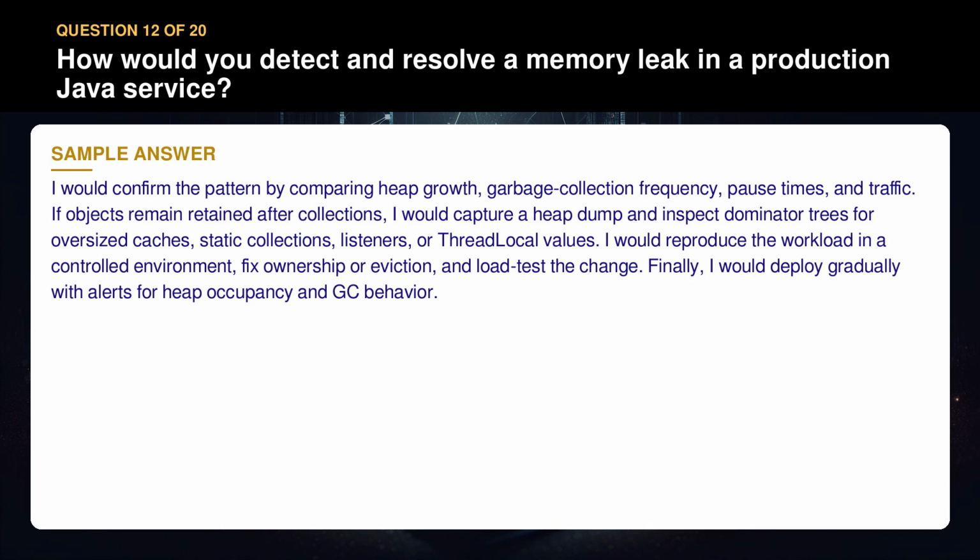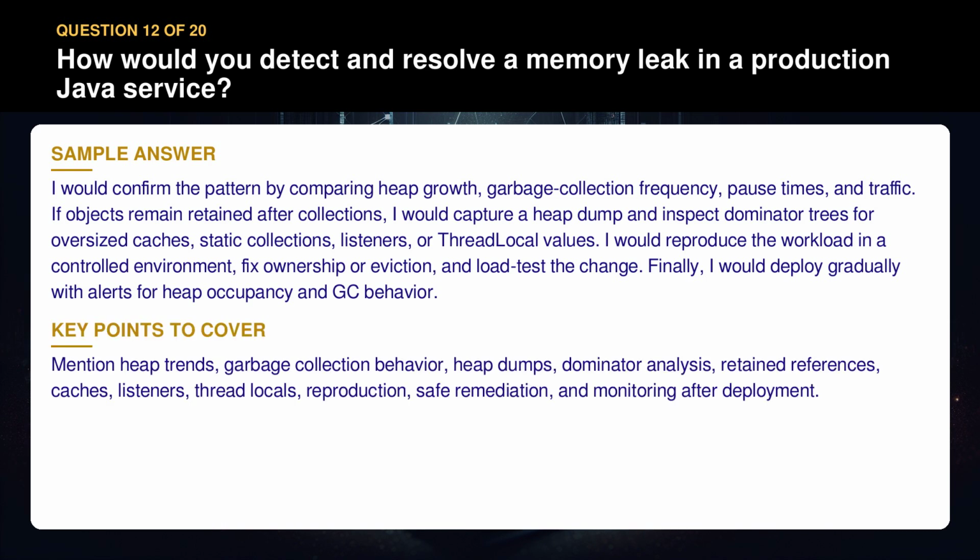I would confirm the pattern by comparing heap growth, garbage collection frequency, pause times, and traffic. If objects remain retained after collections, I would capture a heap dump and inspect dominator trees for oversized caches, static collections, listeners, or thread local values. I would reproduce the workload in a controlled environment, fix ownership or eviction, and load test the change. Finally, I would deploy gradually with alerts for heap occupancy and GC behavior.